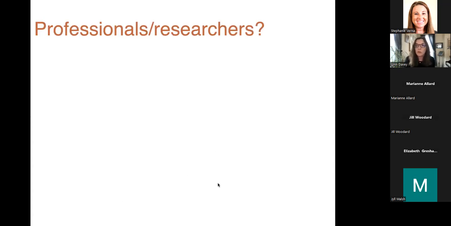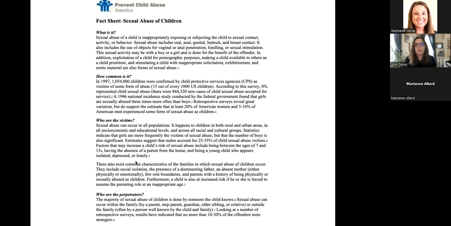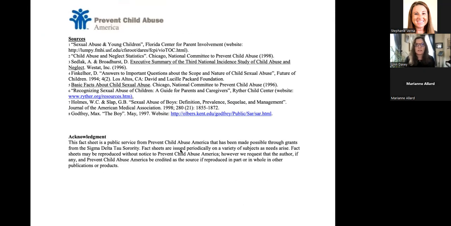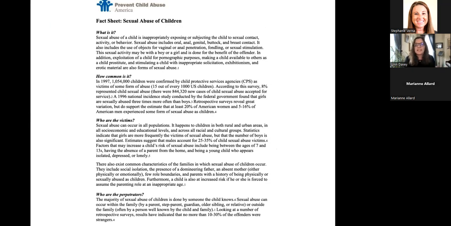If they're professional groups, researchers and whatnot, here's an example of what I think is a really appropriate fact sheet on the sexual abuse of children, which is from Prevent Child Abuse America. So this is a lot of text, right? But this is a fact sheet, and it's actually 3 pages. They start with, what is it? How common is it? Who are the victims? Who are the perpetrators? What are the signs? What can be done? And they end with a list of their sources so that people have more information and some sort of acknowledgement.